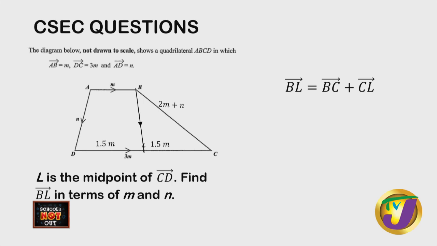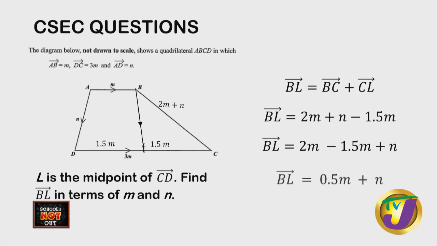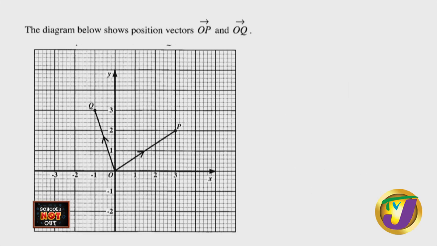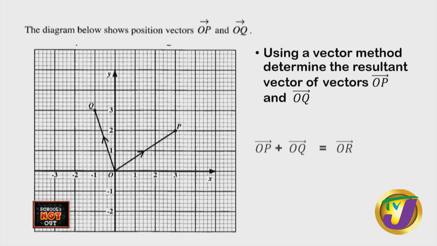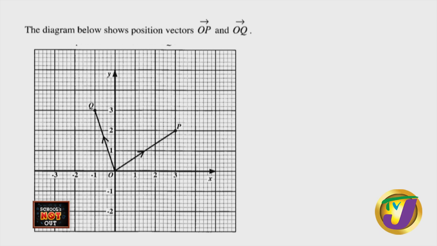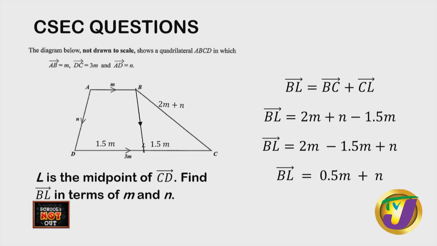If you look at the arrow right behind where L is, if you have changed the direction, what kind of 1.5M do we have? Negative 1.5M. So we have 2M plus N, subtract 1.5M. And of course the rest is pretty much grouping our like terms, and so BL is equal to 0.5M plus N.